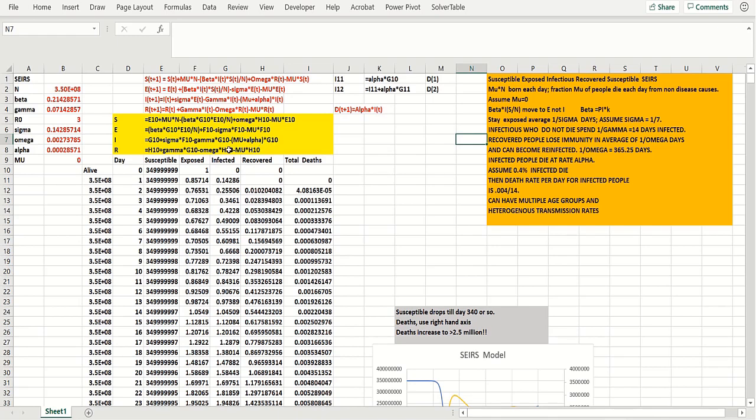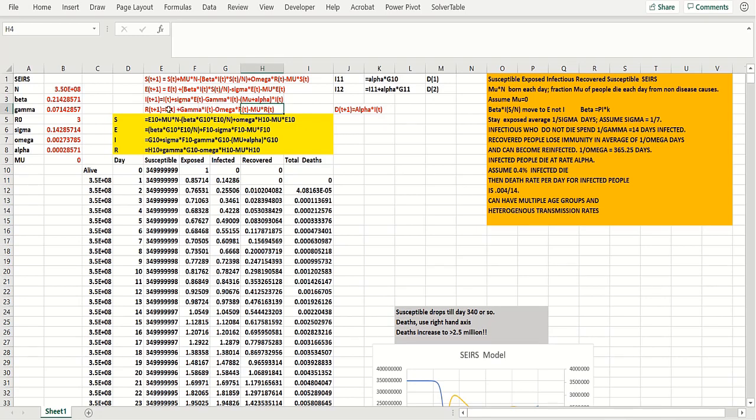And so the recovered people at a given day would be the recovered people from the previous day, okay, plus a fraction of the infected people from the previous day who would recover, okay. Then you're going to lose those people who recovered who become susceptible again, at rate 1/365, and then these would be people who die from other causes, okay, but again, we're not going to have any of that. So that's right here, I should say.